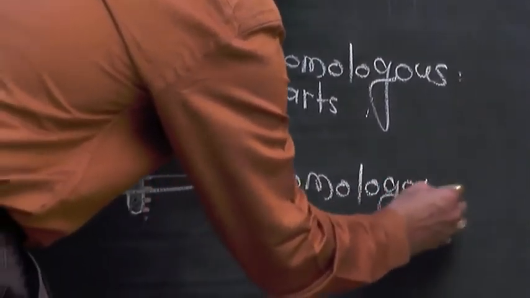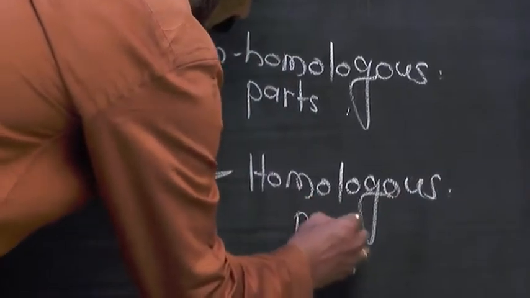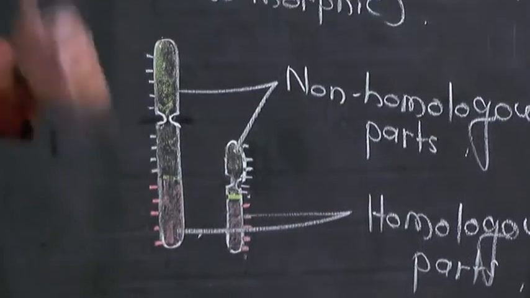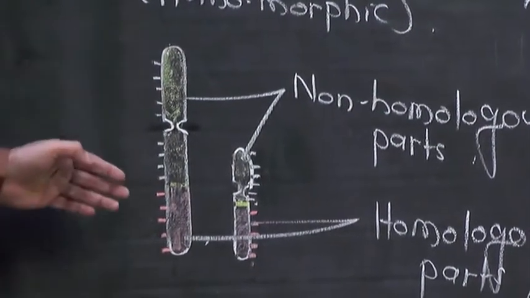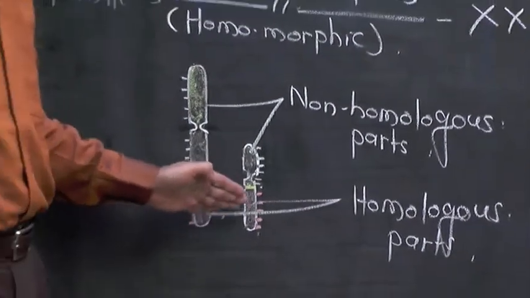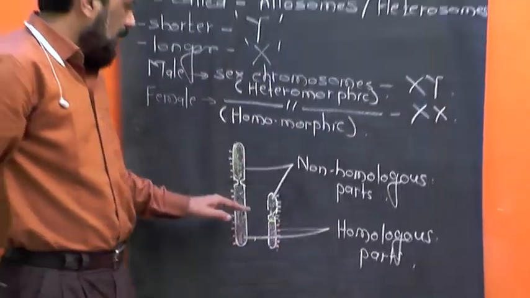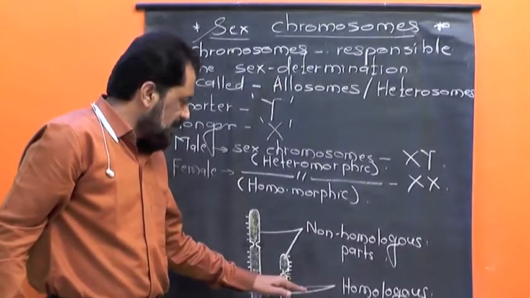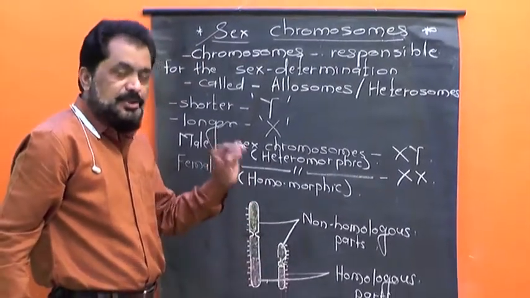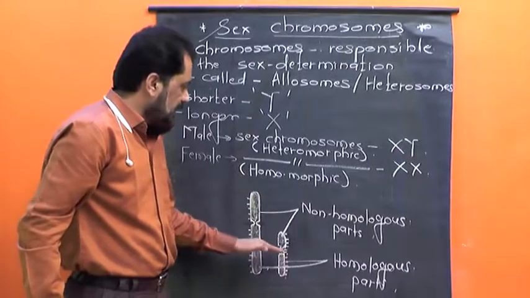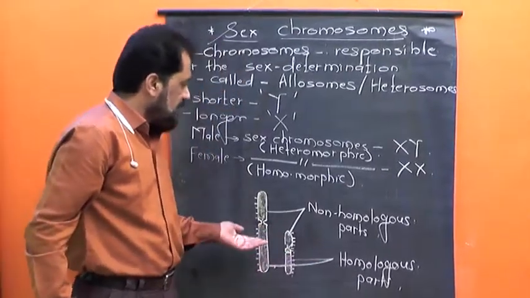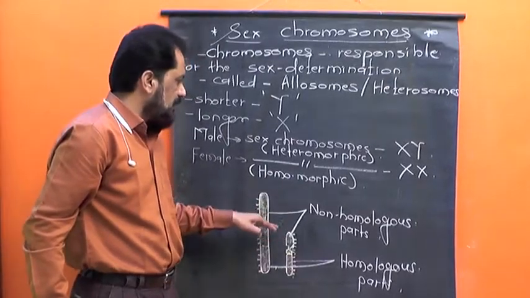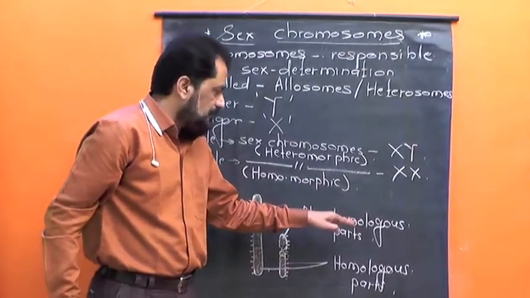Homologous region. We all know homologous, non-homologous means identical, non-identical. Only some part of X and Y chromosome contains identical genes, identical gene loci, and that's why they are said to be homologous, and some part does not show identical genes, therefore those parts are called non-homologous parts.